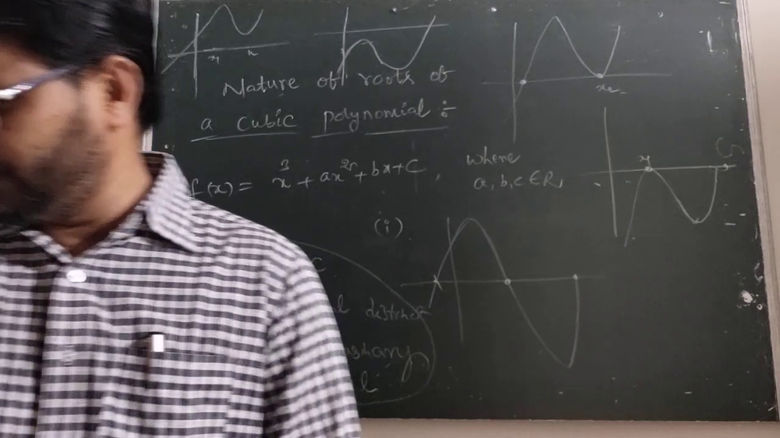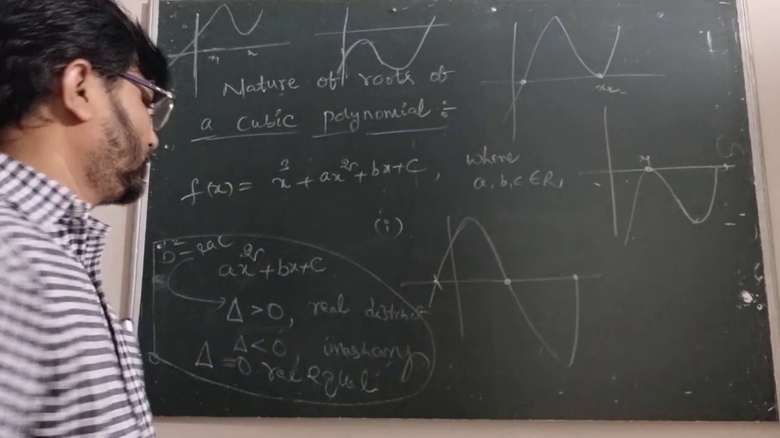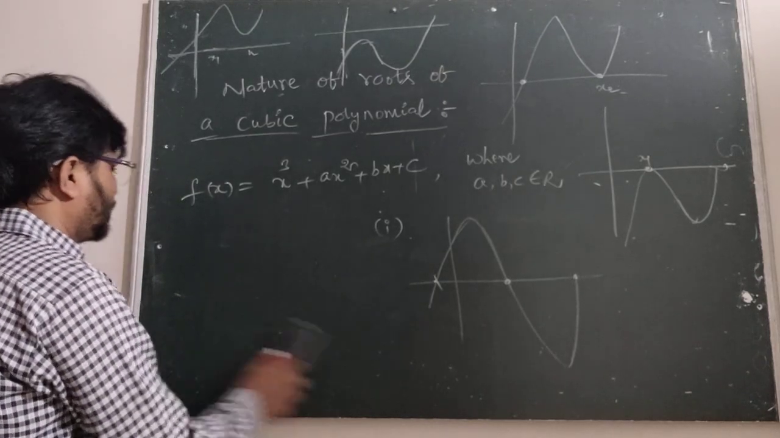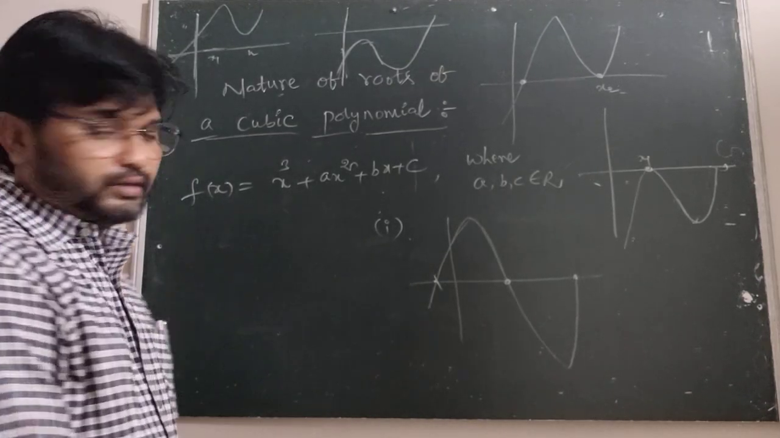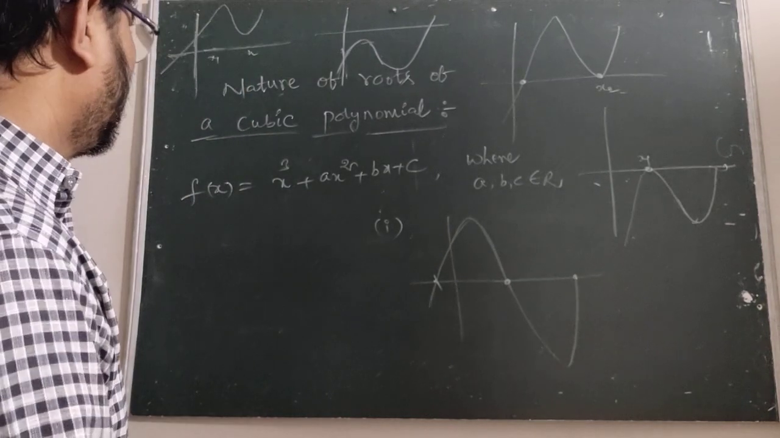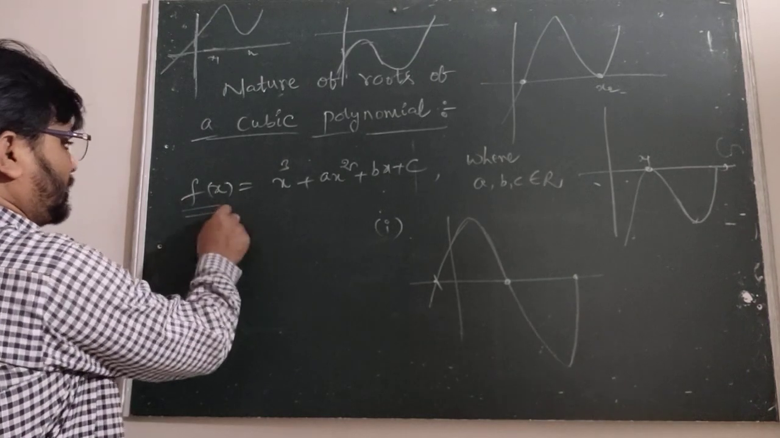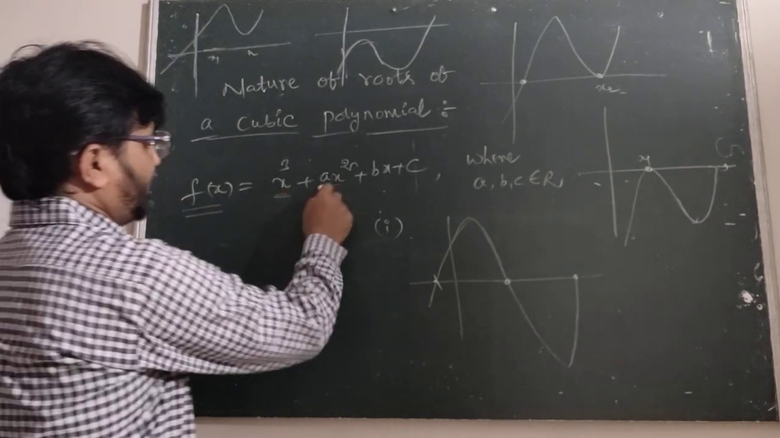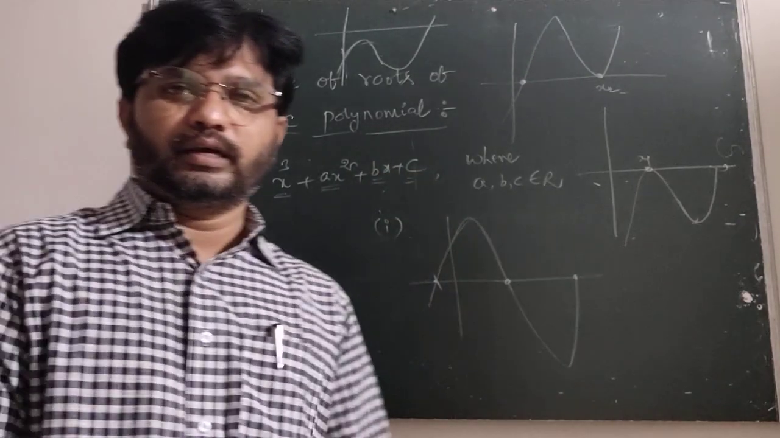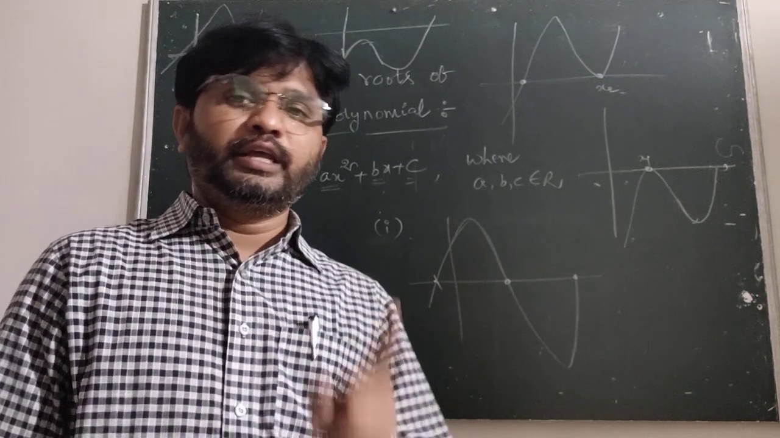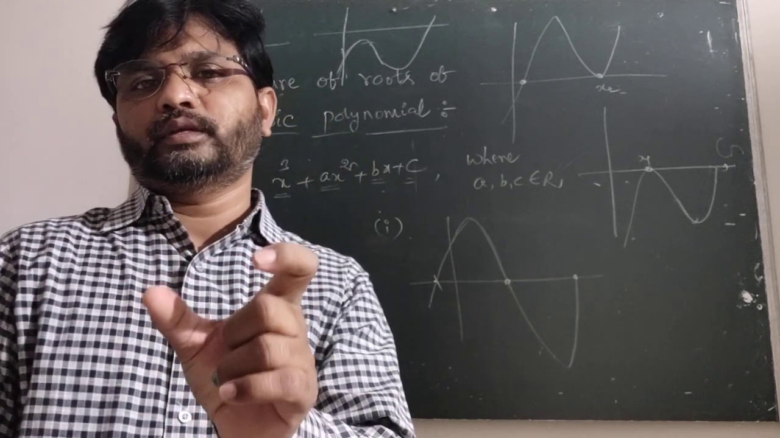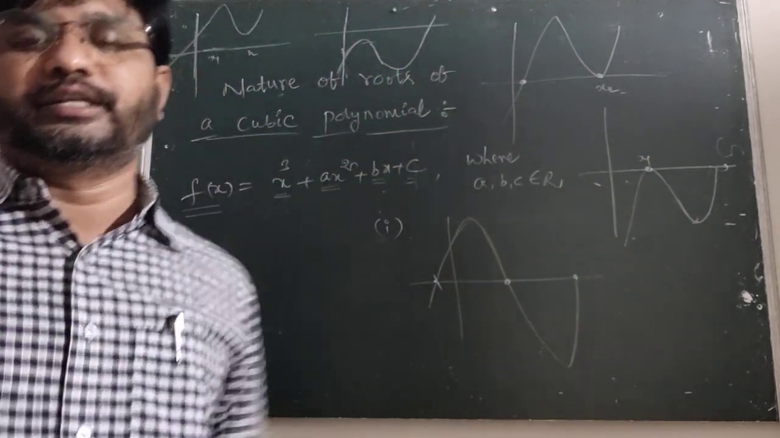So now we are going to the nature of roots of the cubic equation. The nature of the roots of the cubic equation is a very important concept for competitive exams. Now we are taking f of x equal to x cube plus ax square plus bx plus c. If any root is a complex number, another root must be its conjugate.